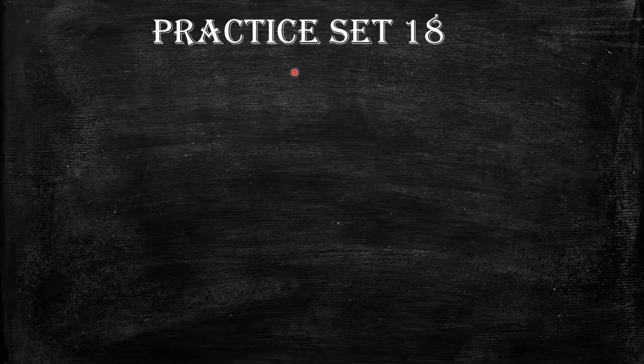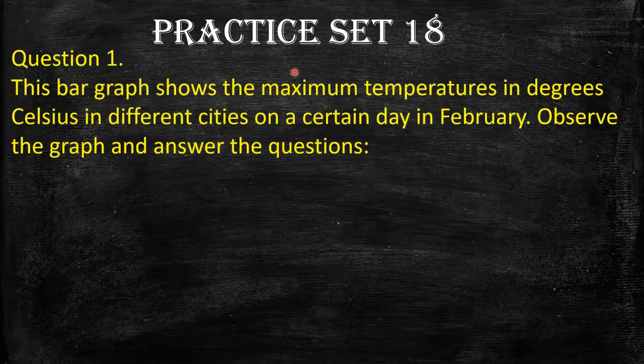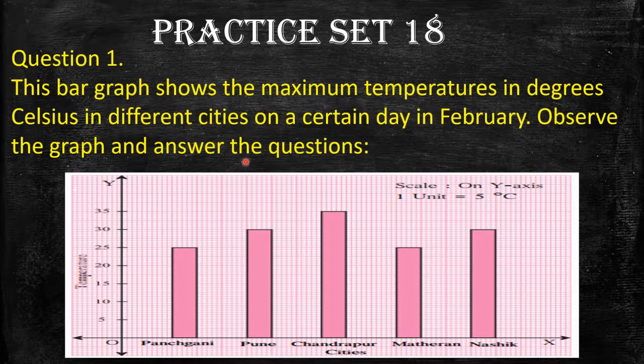Students, now we will discuss practice set 18. Question number 1. This bar graph shows the maximum temperature in degrees Celsius in different cities on a certain day in February. Observe the graph and answer the following questions. So here the graph is given. From this graph we have to answer the following questions.